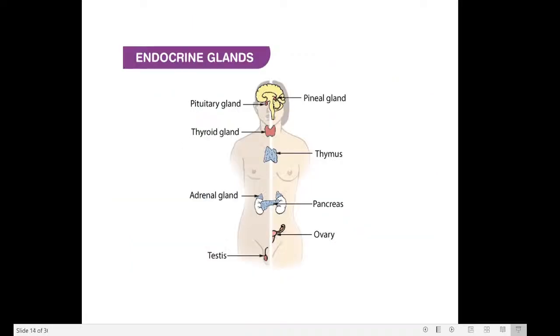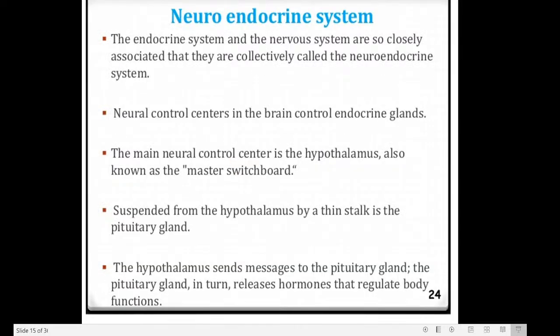Then the next thing is the endocrine system. In the endocrine system we have the pituitary gland, thyroid gland, adrenal gland, testes, ovary, pancreas, thymus, and pineal gland. These are all the glands. Okay, eight things, and each one has a different system.